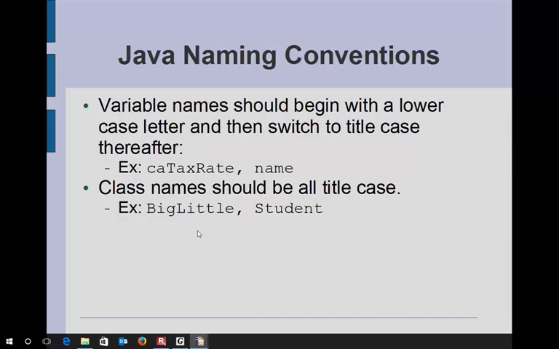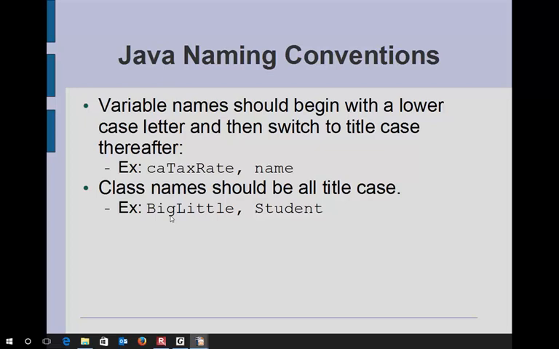Now there are some other conventions about naming things in Java. Number one, your variable name should always start with a lowercase letter. And if there are multiple words, then of course we'll use title case. Like in this case, I have three words: ca, text, and rate. So my ca starts with lowercase, my text starts with uppercase, and rate starts with uppercase. Name has only one word, so it starts with lowercase. In the same way, the class should always use title case. So if there's only one word, then it will start with uppercase. If there are multiple words, then each of the words will start with an uppercase letter.